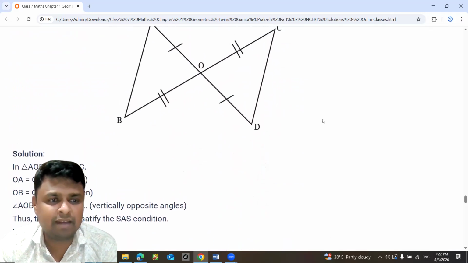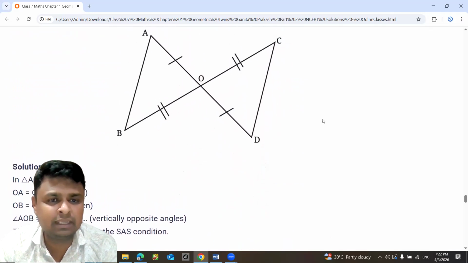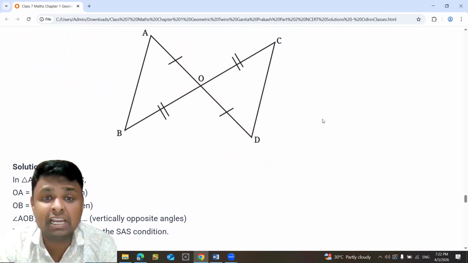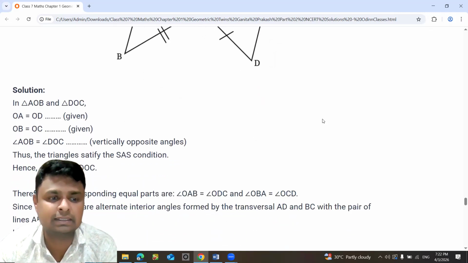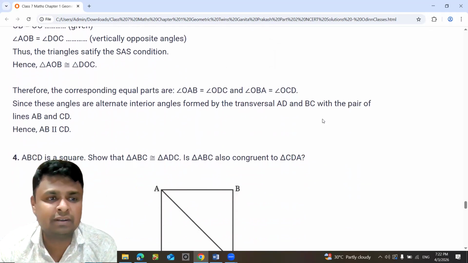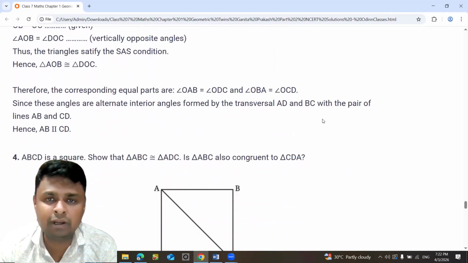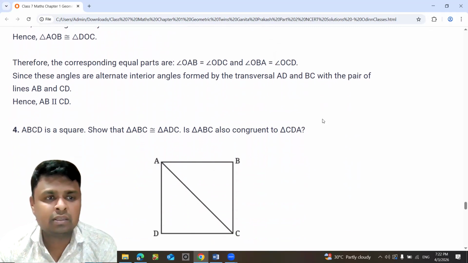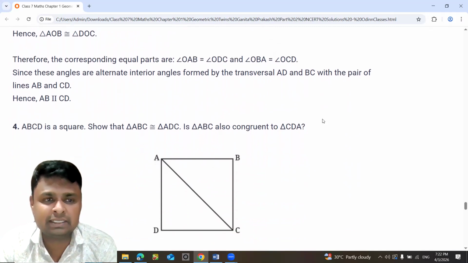So here we have triangle AOB and DOC. And look at the figure. OA congruent to OD, OB congruent to OC, and vertically opposite angles. Vertically opposite angles, you can use SAS test. And then alternate angles also they have given, and lines are parallel. You can prove it with the alternate angle test. Okay, have a look at it. Next question.